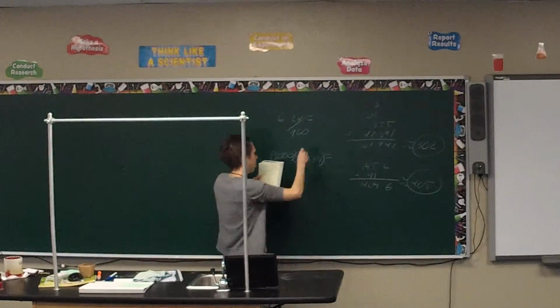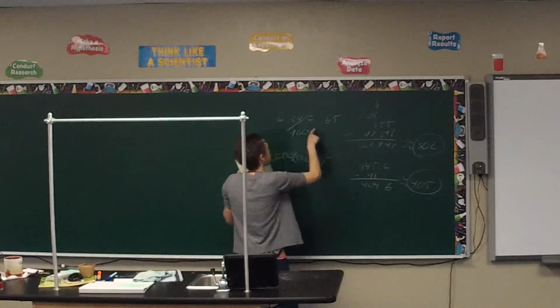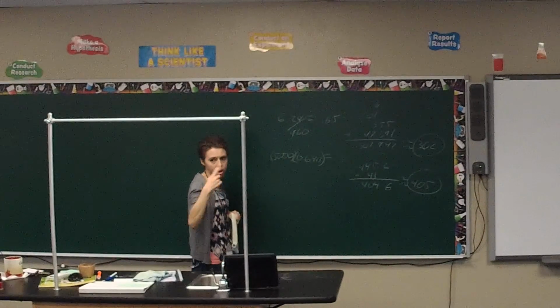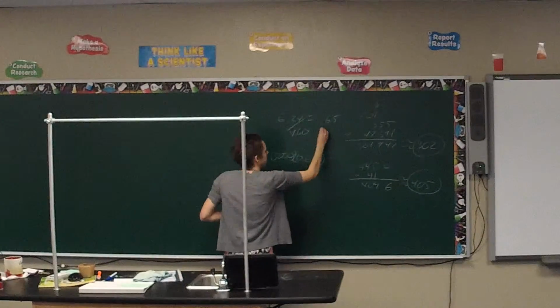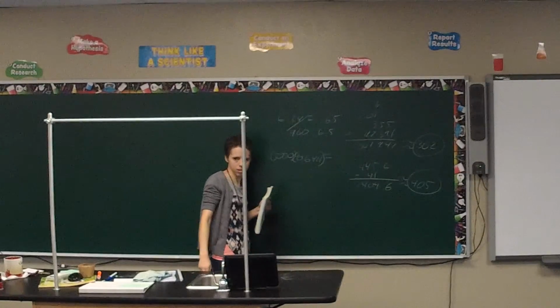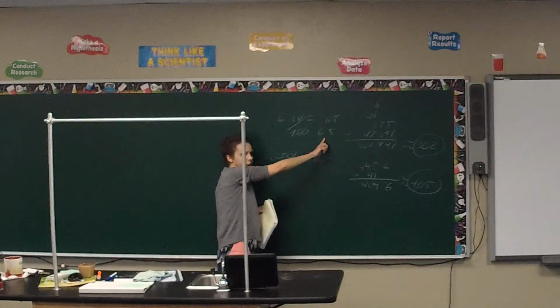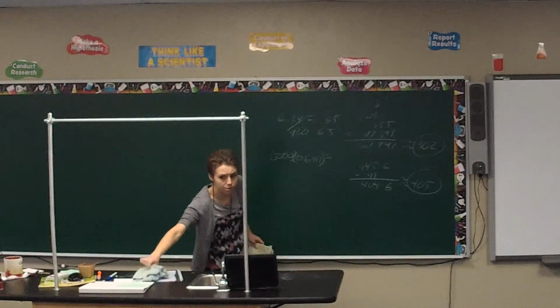0.65. So that's the answer in your calculator. So how do you change it into proper sig figs? Move the decimal over 1, so 6.5. How many sig figs do you have now? Alright, how many are you supposed to have?